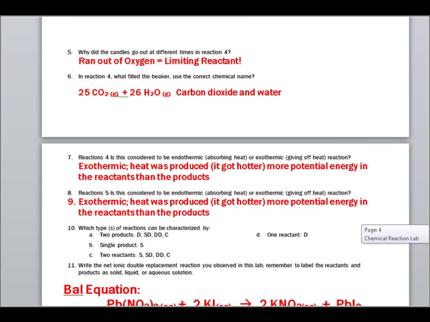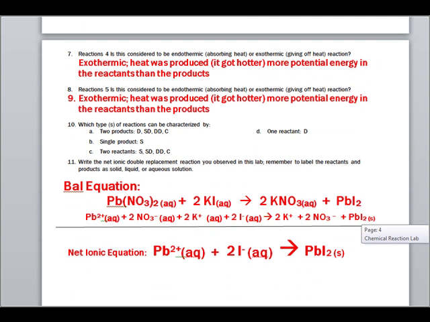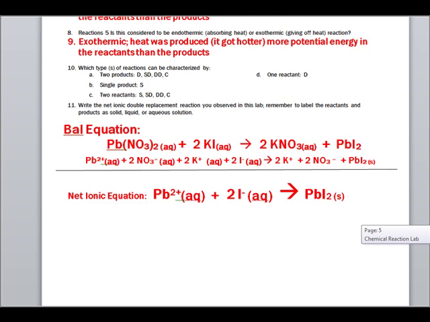Everybody got that? Reaction 4, is this considered to be endothermic or exothermic? It's considered to be exothermic, and the obvious reason is we know heat was generated, right? If you felt the beakers, you would feel the heat. But the chemical answer is, where do you see more potential chemical energy? In the candles or in the smoke and the CO2? In the candle wax, right? So the products have less potential energy than the reactants. Same thing with number 5, okay? Number 5 was burning the magnesium. Both those reactions are exothermic, okay?